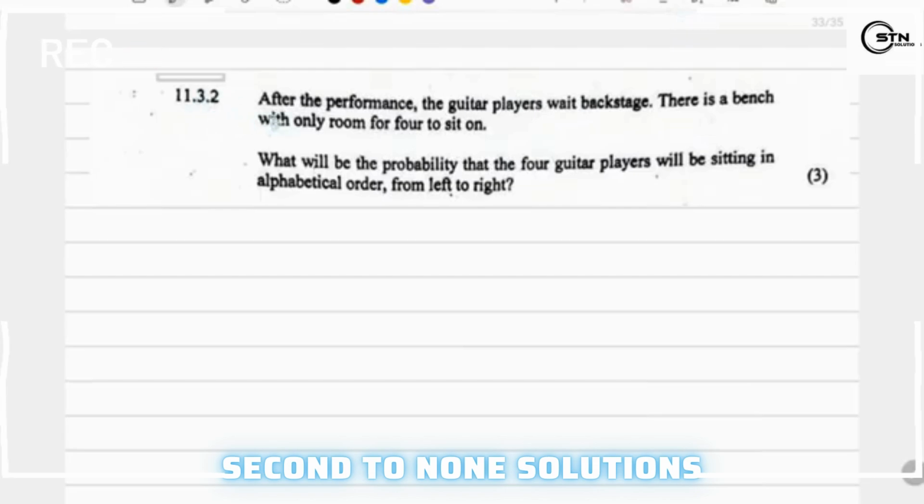Then 11.3.2 says, after the performance, the guitar players wait backstage. There is a bench with only room for 4 to sit on. Okay, so the 7 guitar players are waiting backstage. And then there's this room that has a bench for only 4 people to sit on. Okay, so the question is, what will be the probability that the 4 guitar players will be sitting in alphabetical order from left to right?